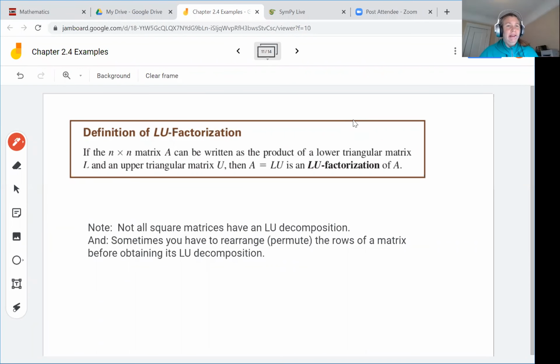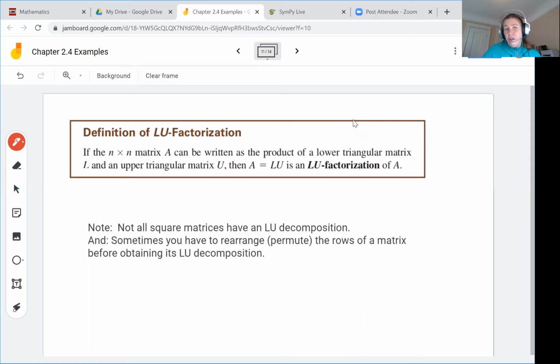In this video, we continue with chapter 2.4. We take a look at the definition of LU factorization, where L is a lower triangular matrix and U is an upper triangular matrix. And we see how to use Sympy to find this factorization.